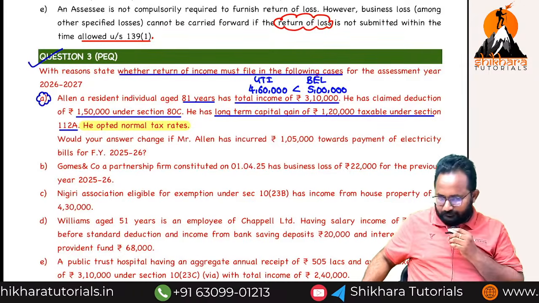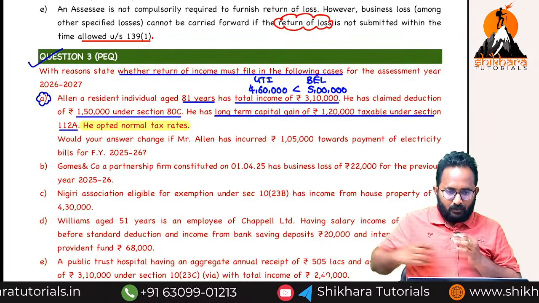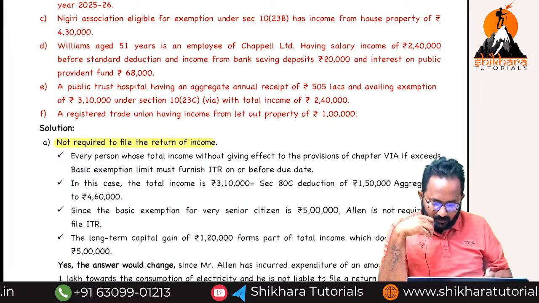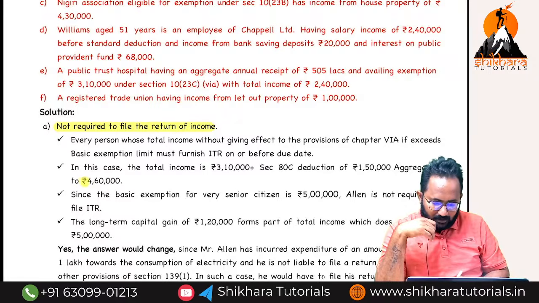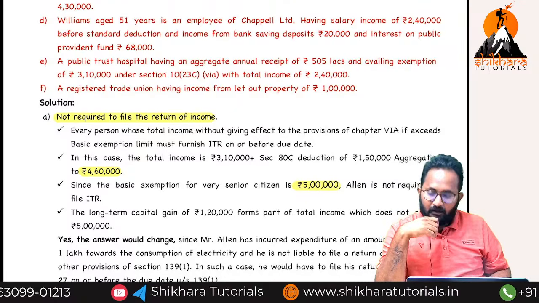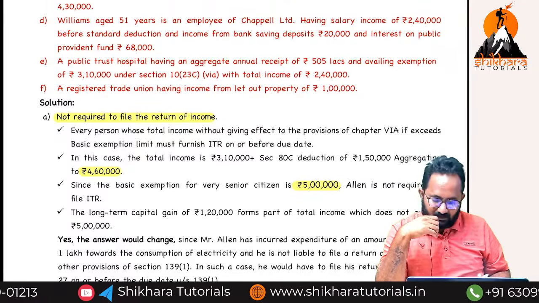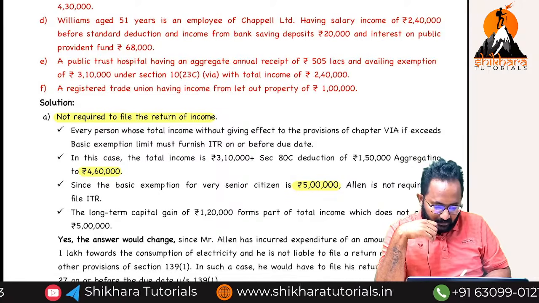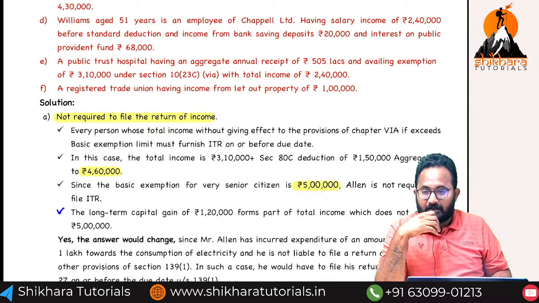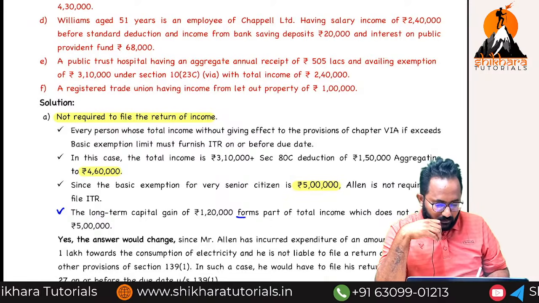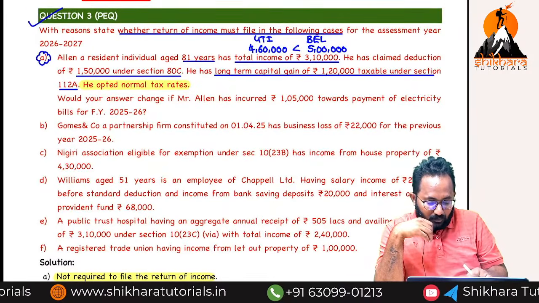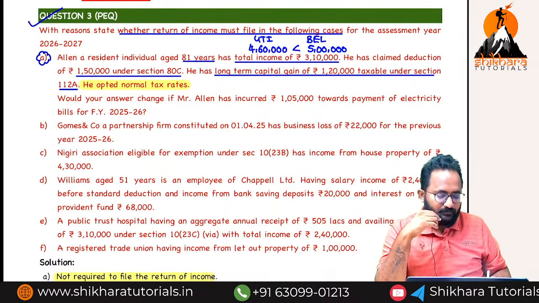Please check the answer. What is the answer they have given? Not required to file the return of income. Yes, we also computed the gross total income, that is 4,60,000. Basic exemption limit 5 lakh. So that's why there is no requirement to file the return. Remember, here they have already given one note point: long-term capital gain is already included in the gross total income.